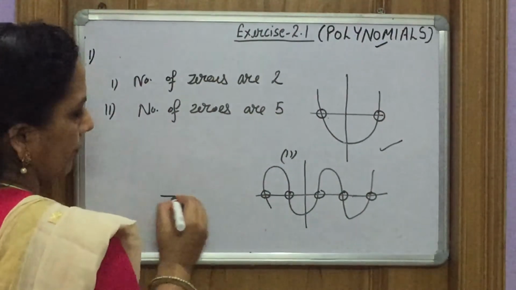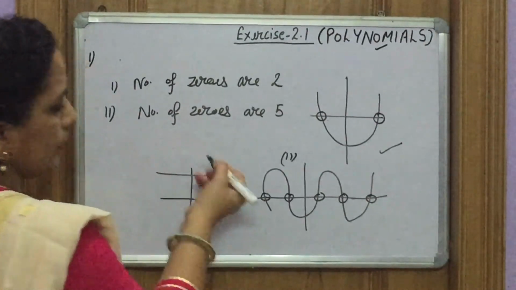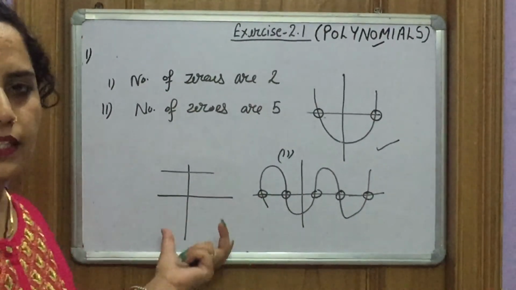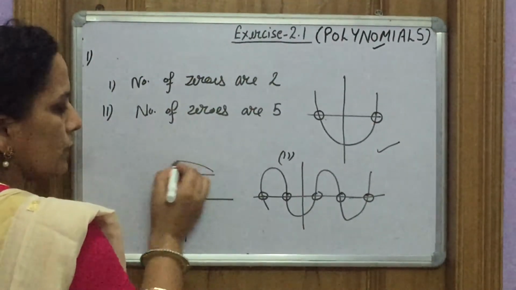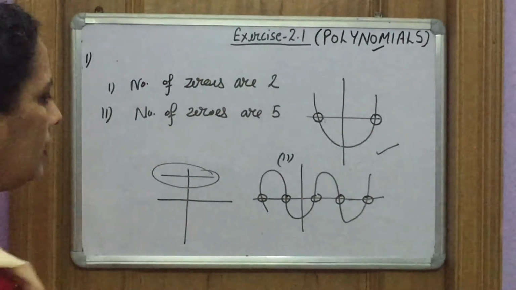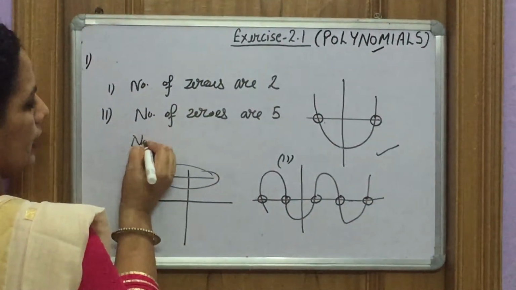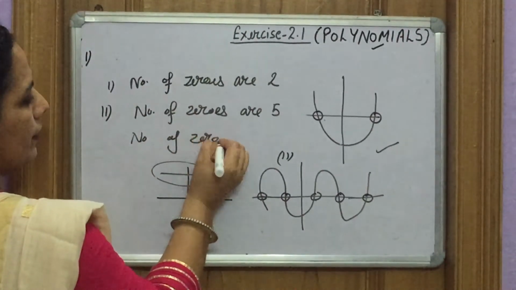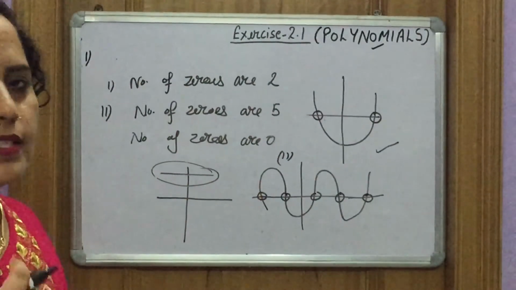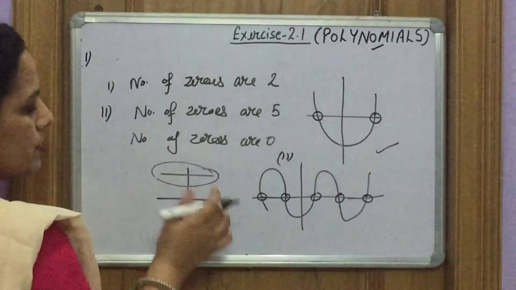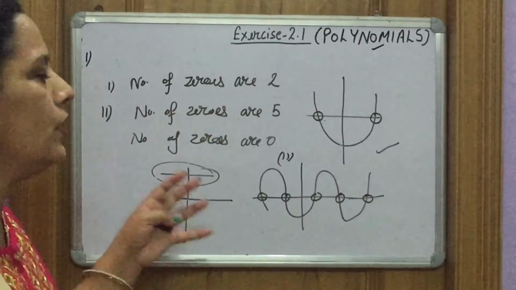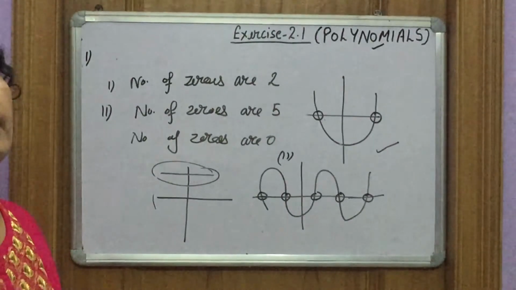Next example, find out the number of zeros in this graph. As you can see, this graph is a straight line. So in the third part, the number of zeros is 0, because this graph is not cutting the x-axis. So the number of zeros is 0.